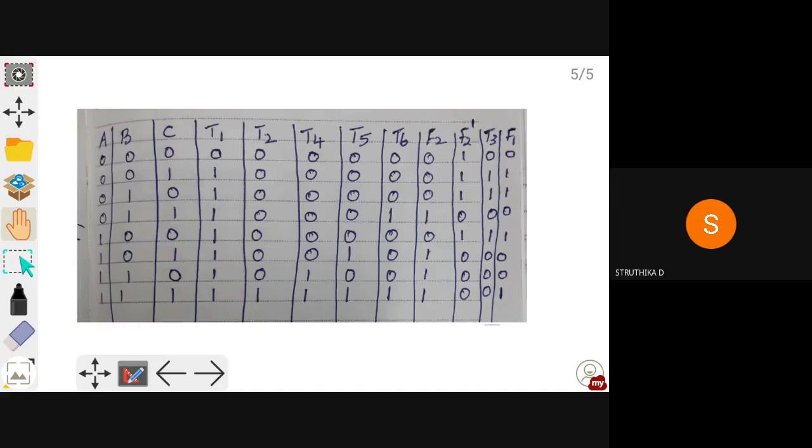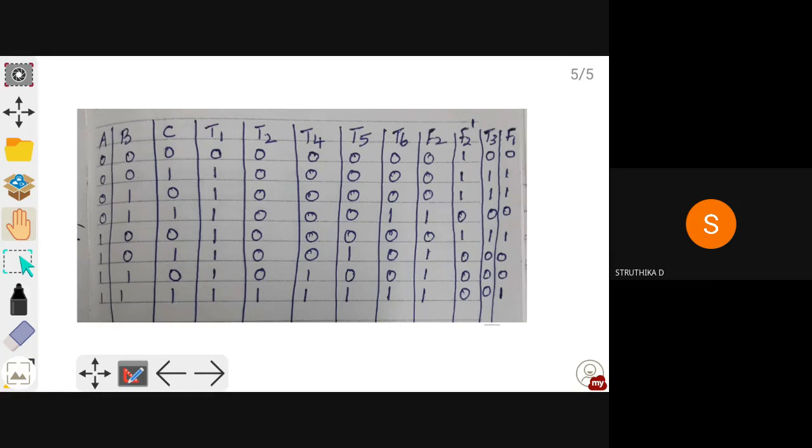So your T1 will have, first 0, 0, 0, no input is 1, so 0. And in the rest, at least one input is 1, so you get the output as 1. So here A, B, C is OR. So you have to perform the OR function, and you obtain the column T1.